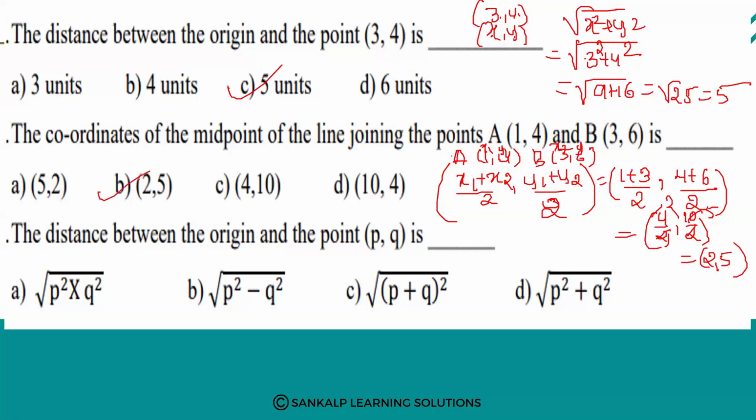Option B is right. The distance between the origin and the point PQ is, okay, distance between the origin and the point PQ. When they give xy, you will get root of x square plus y square. When they give P and Q, you will get root of P square plus Q square. So in place of PQ, they may give A and B. Then you will get A square plus B square, right?